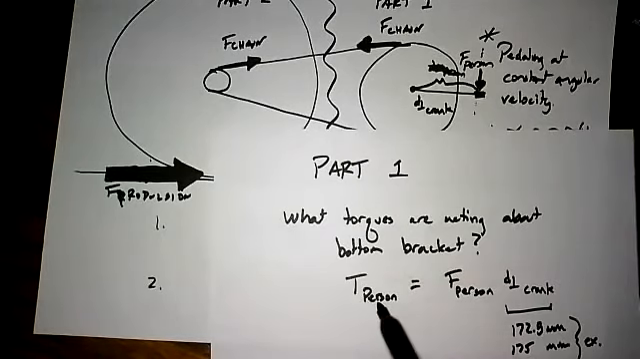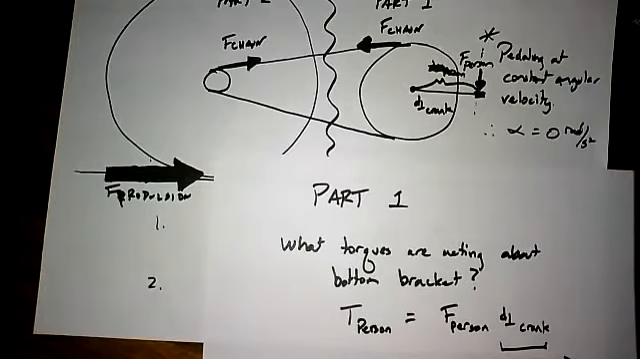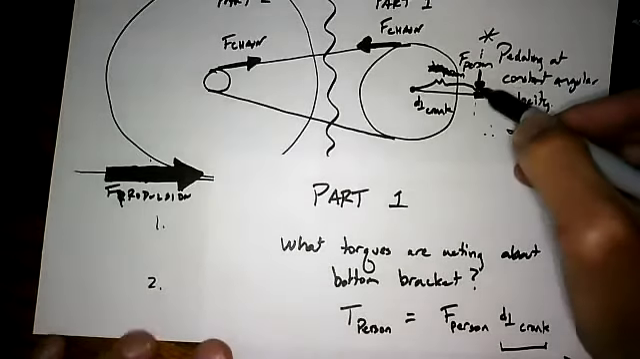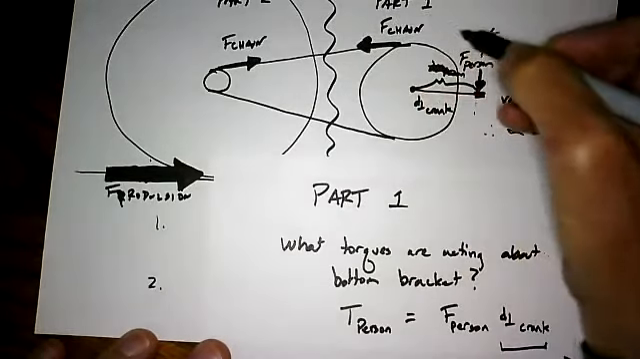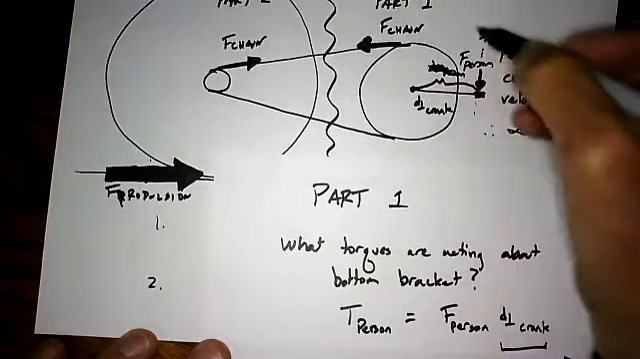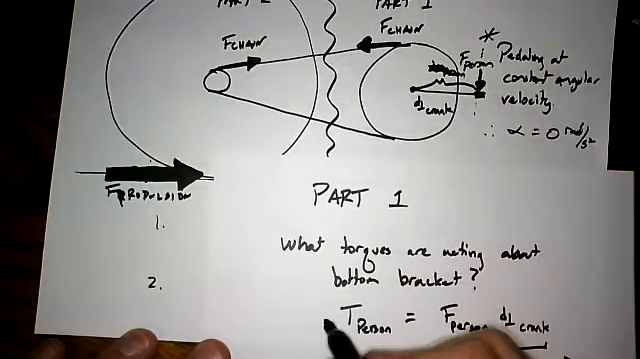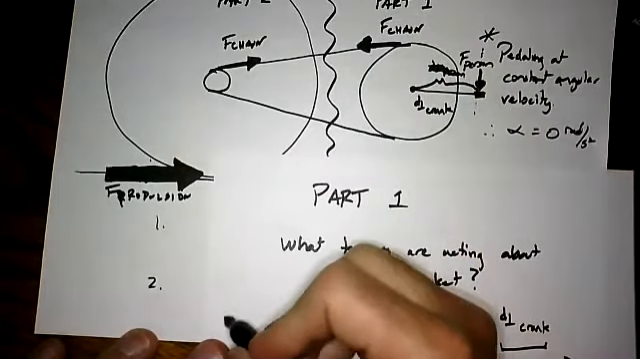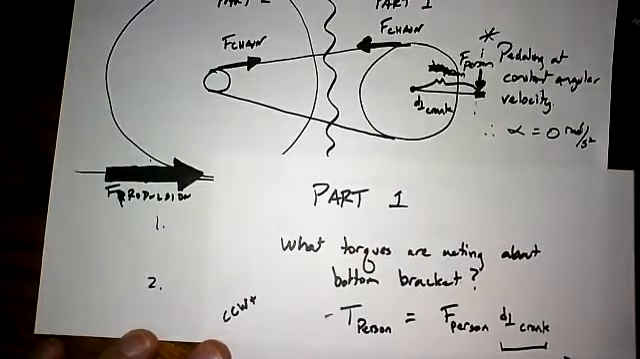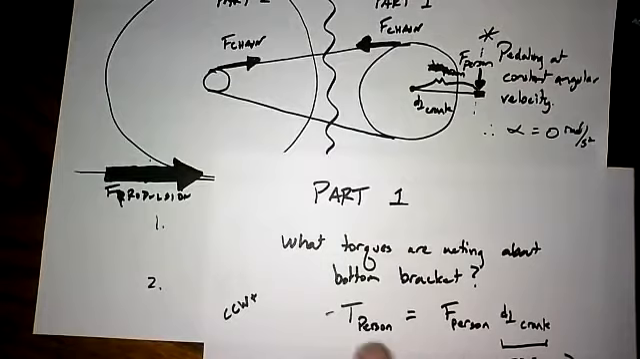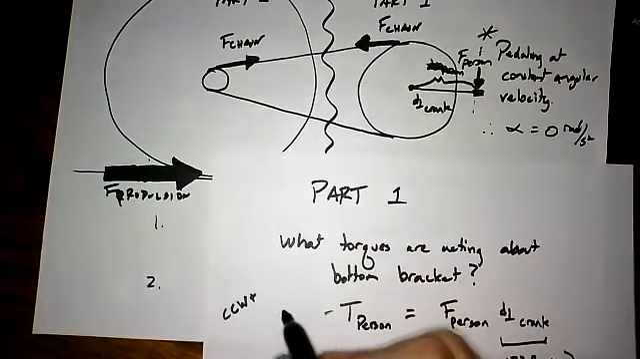All right, now we need to assign a direction to this. And remember, using counterclockwise is positive. So this torque due to the person will tend to rotate the crank in this direction, which is clockwise. Okay, that's clockwise, so clockwise is a negative torque. Remember, CCW is positive. That's our reference frame. Okay, so that's torque number one.